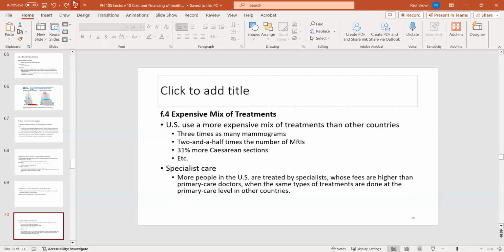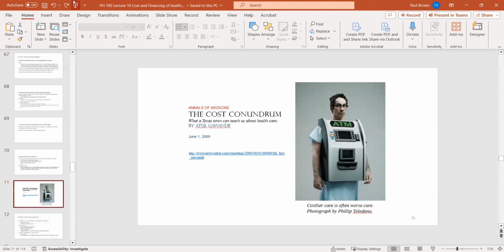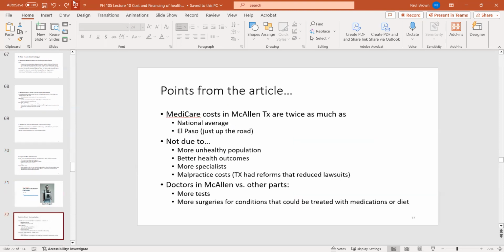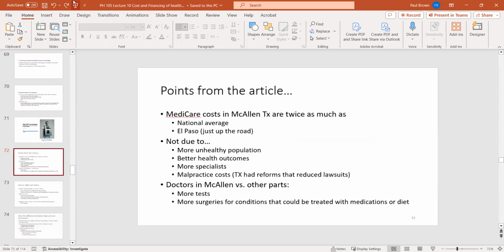And then there's expensive use of treatments. We use more MRIs. We have many more cesareans than other countries. So there's also this idea that we just use more expensive types of technology. So read the cost conundrum. And I'll tell you, we're out of time. So how about we start there next time?